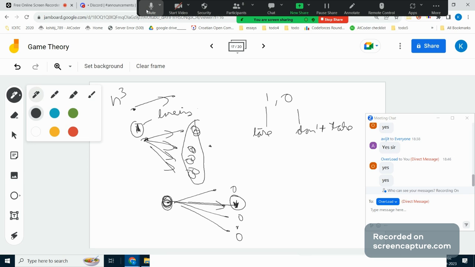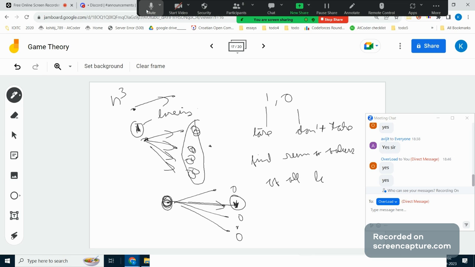And so now the problem reduces to finding the sum of values of all losing states.